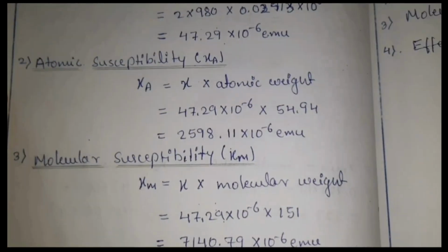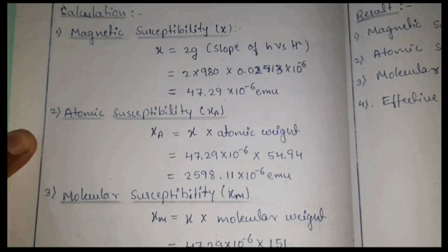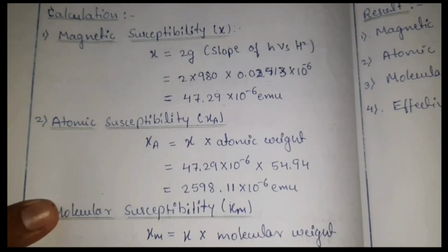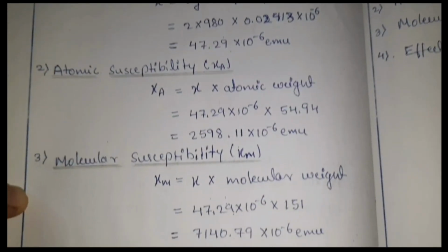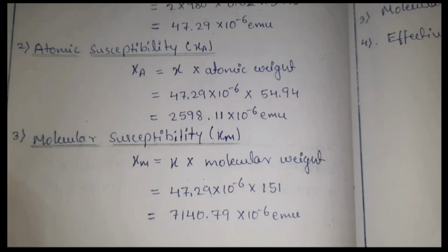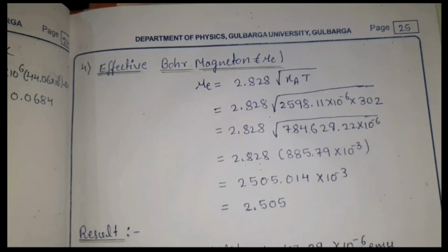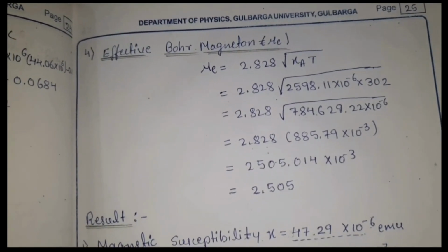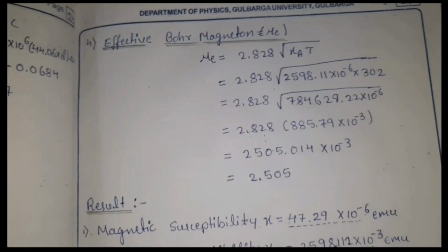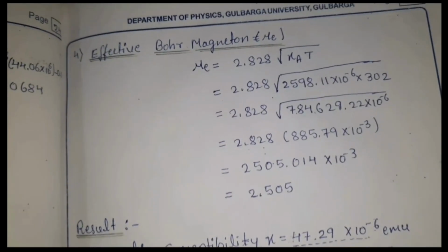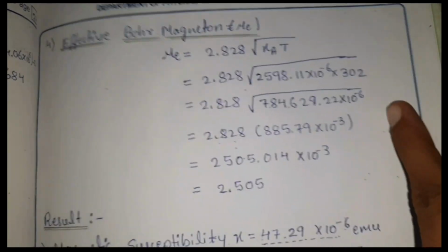Calculate the susceptibility. The atomic susceptibility you can calculate by substituting the magnetic susceptibility and the atomic weight of the given solution. Then the molecular susceptibility is psi into molecular weight, and then the effective Bohr magneton is given by the equation mu E is equal to 2.82 into root of chi a, the atomic susceptibility, into T, the room temperature. You have to substitute it in terms of Kelvin.